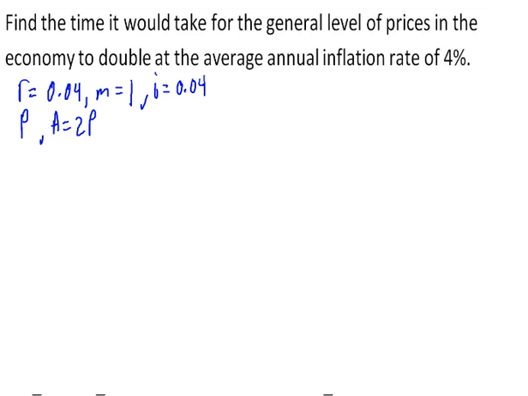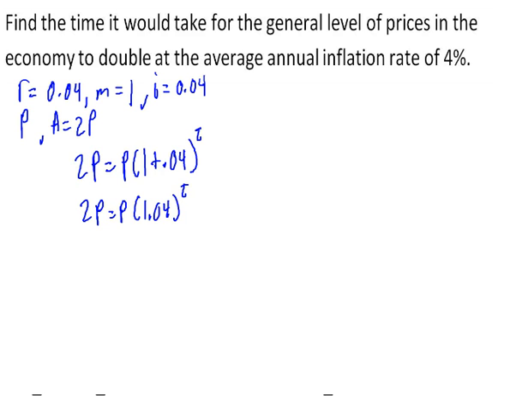So let's plug this all into the compound interest formula. We'd have 2 times P equals P times 1 plus 0.04 raised to the, well, it would be M times T, but in this case, since M is 1, it's just 1 times T, so it would just be to the Tth power. So that would be 2P equals P times 1.04 raised to the T. Next, I would divide both sides by P, and if you notice, the P's cancel, so you just get 2 equals 1.04 raised to the T. So that's why, again, I was saying it didn't matter what the actual price level was. The amount of time it would take to double would be the same no matter what.